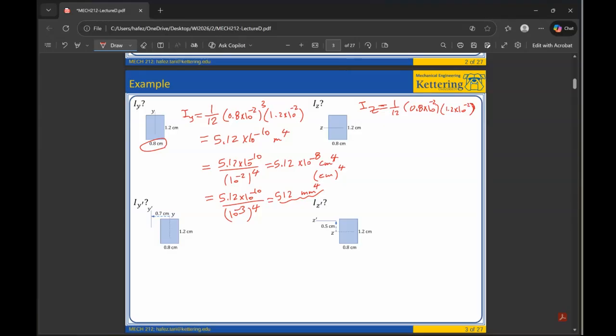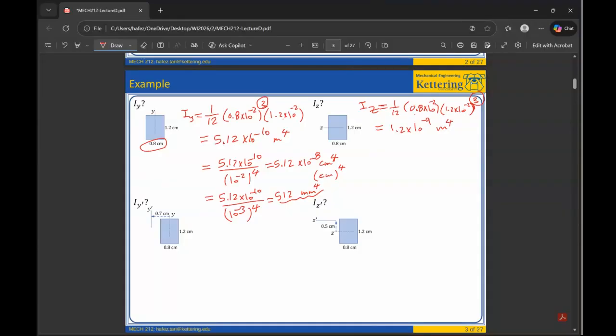We said the one that is perpendicular to z should be cubed. So z is this direction, so 1.2 is perpendicular to that. So cube that one. If you stay with the same format, base and height, then we see that we cube the first one, but in the second one we have to cube the other one. All right, so this is 1.2 times 10 to negative 9 meter to the fourth.